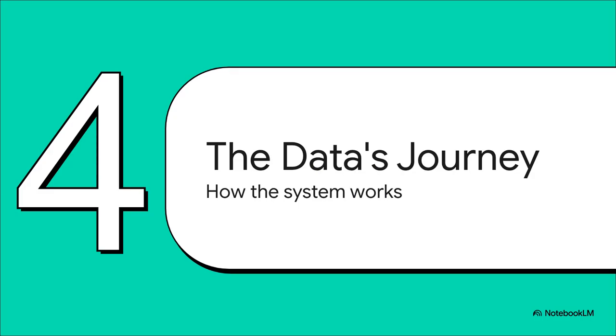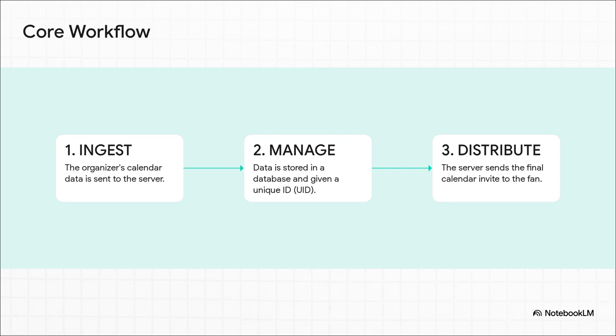So how does this brain actually work? Well, the system boils this whole complicated workflow down into 3 core, pretty elegant steps. First, it ingests the game data, pulling it right from the organizer's master calendar. Second, it manages that data, and this is key. It gives every single event a unique tracking code. Think of it like a digital fingerprint for each game. And third, it distributes those calendar invites out to all the fans.